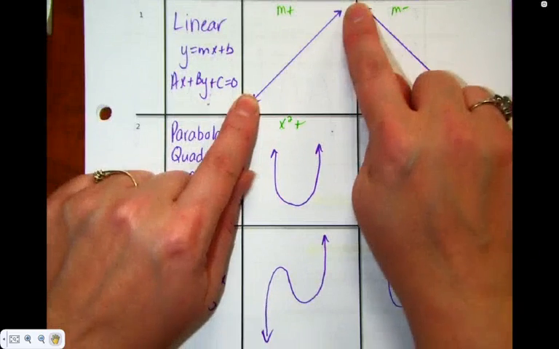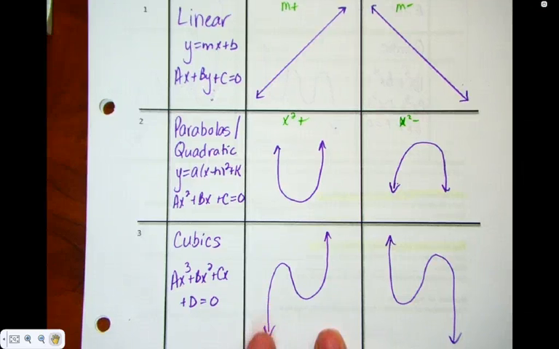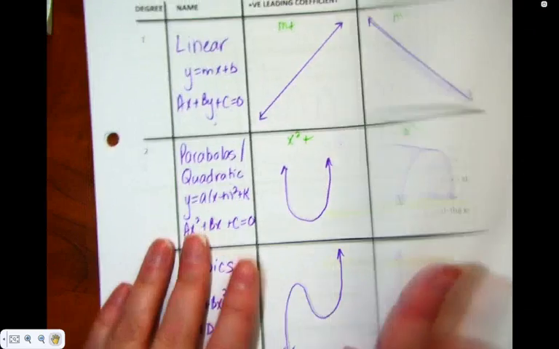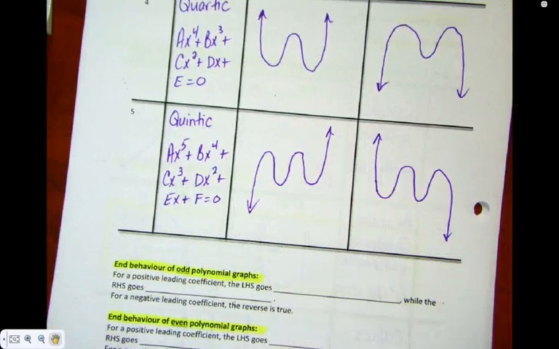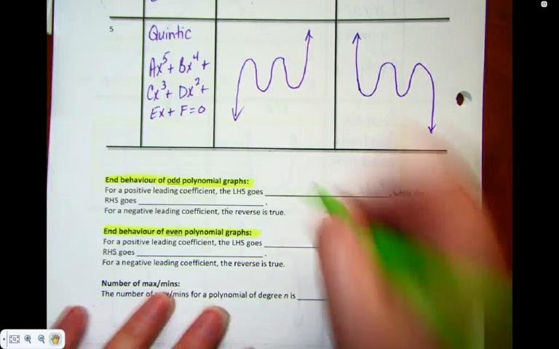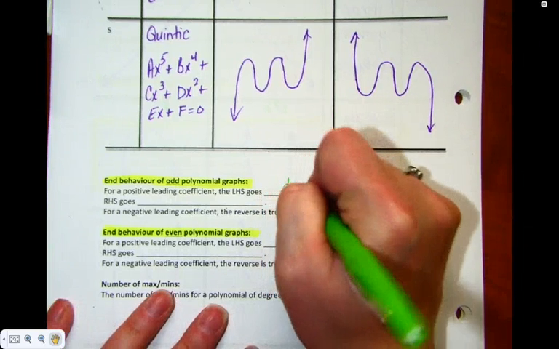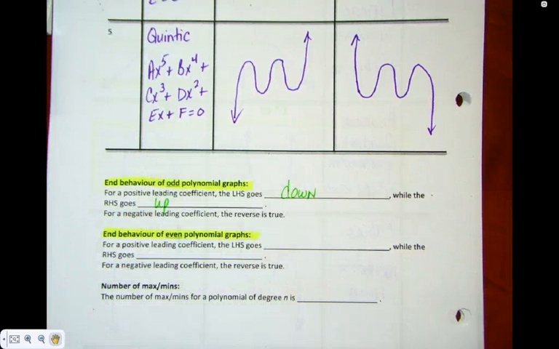Let's check if that happened with our cubic. Left goes down, right goes up. Same thing. Let's look at our quintic. Left goes down, right goes up. So in general, for any odd polynomial graph, if the leading coefficient is positive, the left-hand side goes down, while the right-hand side goes up. That's going to happen with any odd exponent, odd degree.